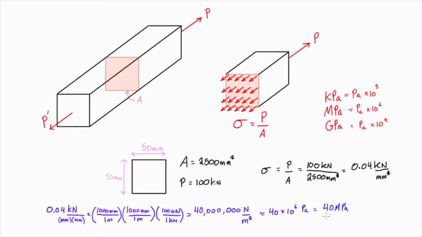Sometimes you might be asked to give your answer in kilopascals or gigapascals, so we can just make that conversion. Divide by 1,000 and we get 0.04 gigapascals. Or if you go the other way, multiply by 1,000, then this would also be equal to 40,000 kilopascals.